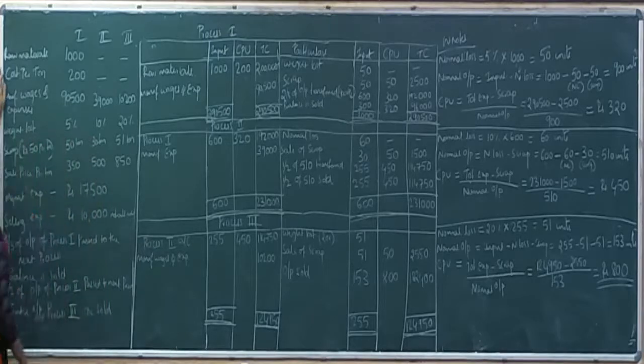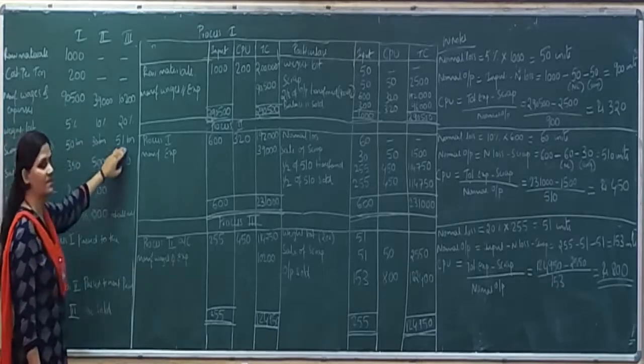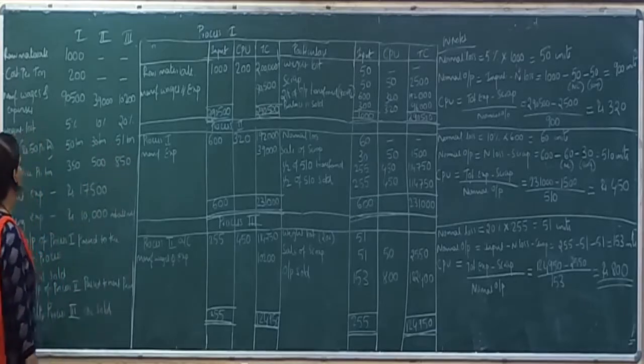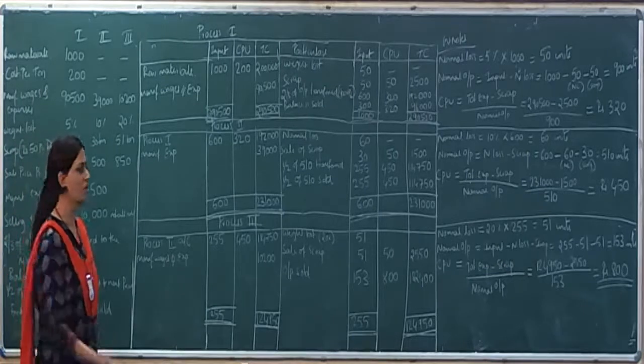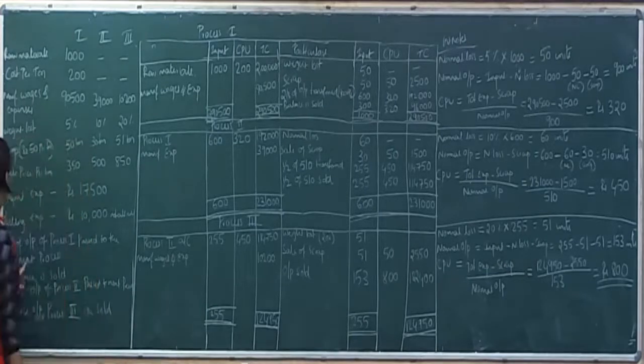Okay, so once again I'll explain this problem. How did we solve this? So now they have given the raw material, that is input, cost per ton they have given, the other expenses they have given. Here they have given weight lost, nothing but the normal loss, and also they have given the scrap value. Okay, so rupees 50 per ton, that is CPU what they have given, and for different processes what is the scrap per ton they have given, and then sale price per ton they have given, and then other expenses, management expenses and selling expenses, usually it is not to be recorded in the process account.